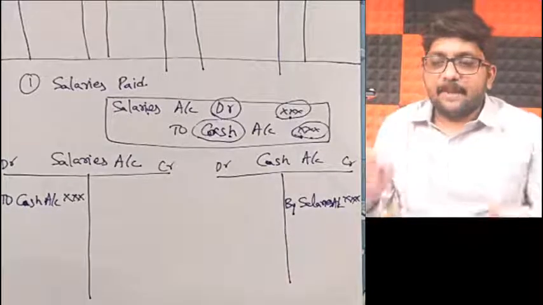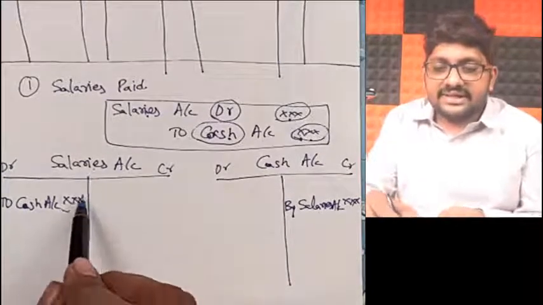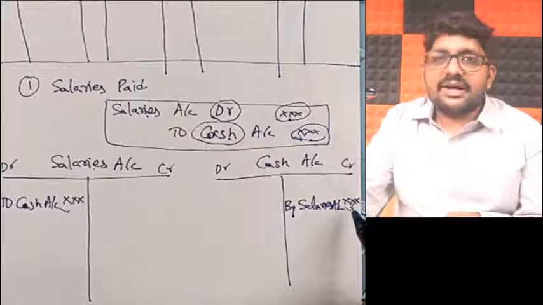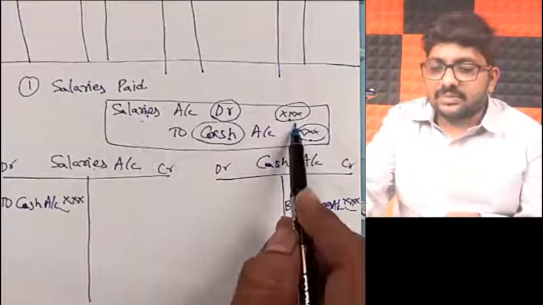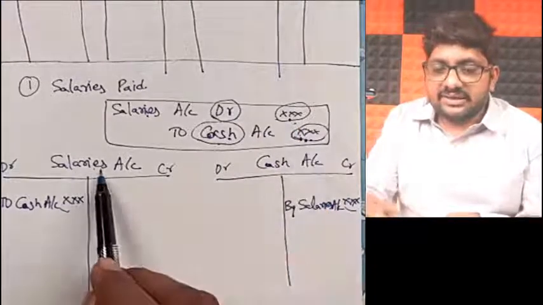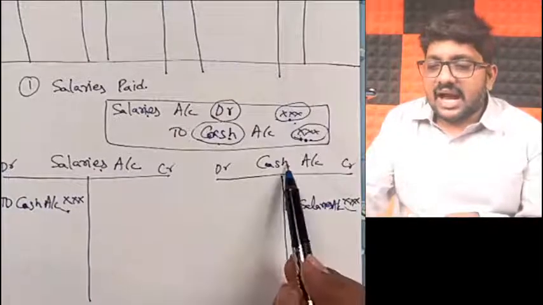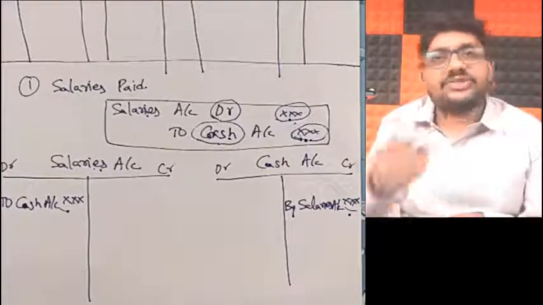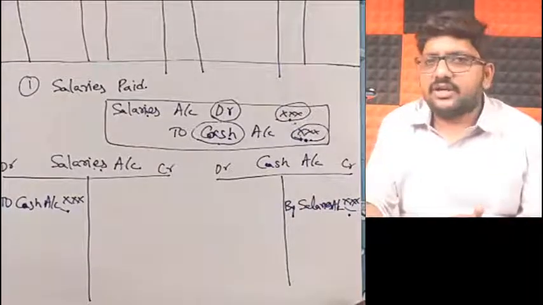Got it, friends? If you observe, salaries account is getting debited, so I am writing on the debit side. Cash account is getting credited, on the credit side. Obviously, salaries account has to be debited and cash account has to be credited. So this is how I usually post items into ledgers. That is also fine, not an issue.